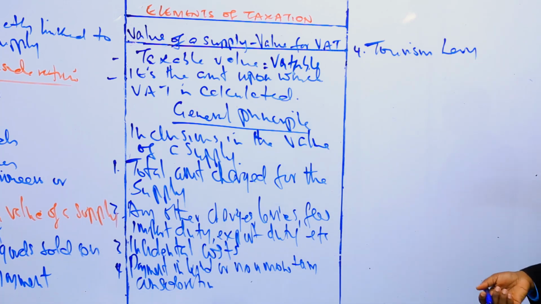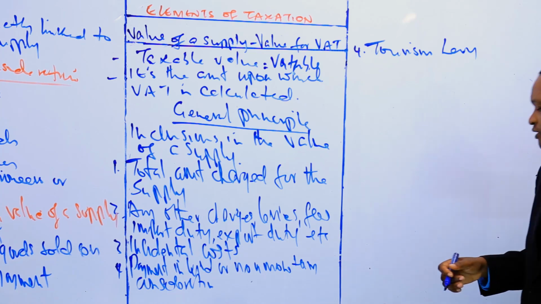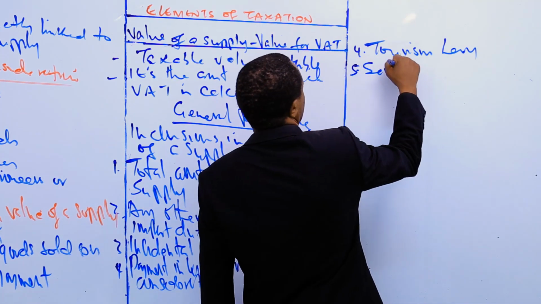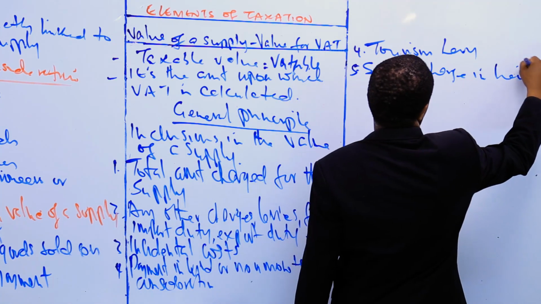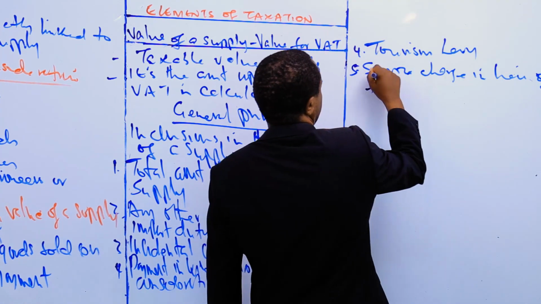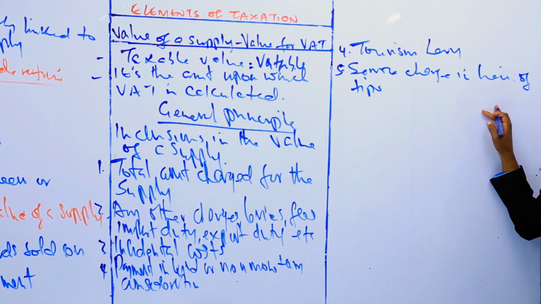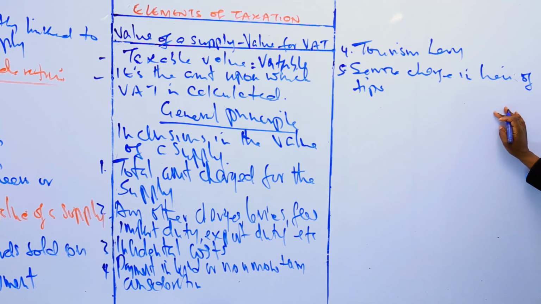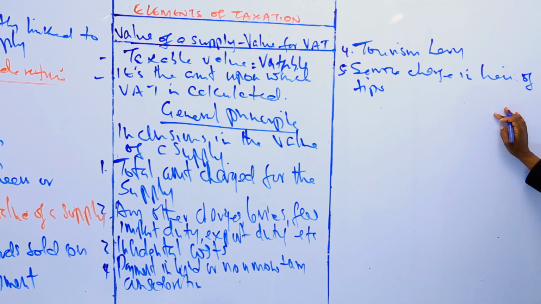Taxable value, value of a supply, VATable value is the same thing, and tourism levy is not part of it. Then you have service charge in lieu of tips in hotels and restaurants. Now, under specific conditions, for example, where there is an agreement in place and the service charge is less than 10% of the bill, this amount may be excluded from the taxable value.